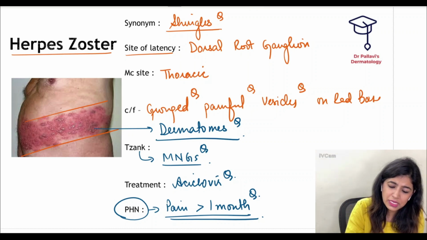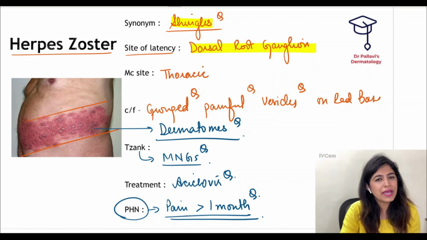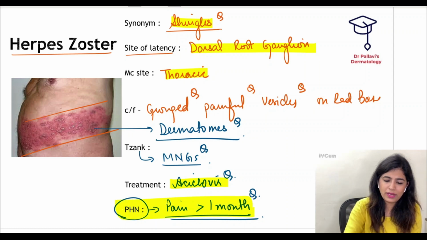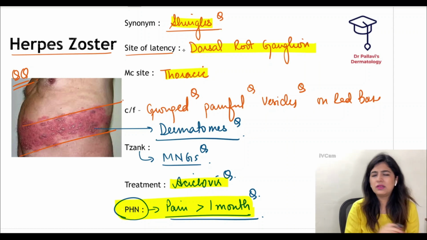Let us revise again. Synonym is shingles. Dorsal root ganglion is the site where it lies latent, erupts commonly in the thoracic area. Treatment of choice, acyclovir. Post-herpetic neuralgia is pain lasting more than 1 month. If you get this as an image-based question, just look at these multiple grouped vesicles which are lying linearly along a dermatome. Nothing else in entire dermatology looks like this.